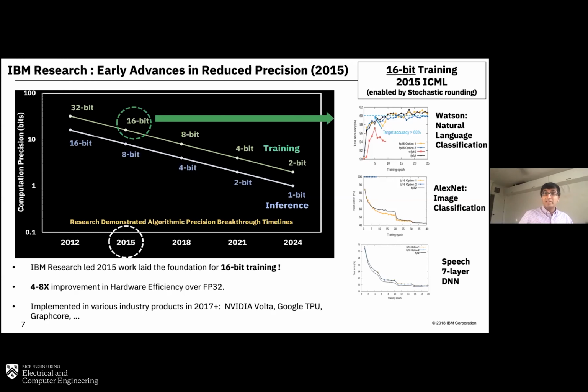stochastic rounding. One of the key ideas we had back then was, hey, we have to maintain bias in these systems, and we cannot add additional bias. And stochastic rounding really allows us to have an expected value of that bias being 0. So this really laid the foundation for 16-bit training in the industry.